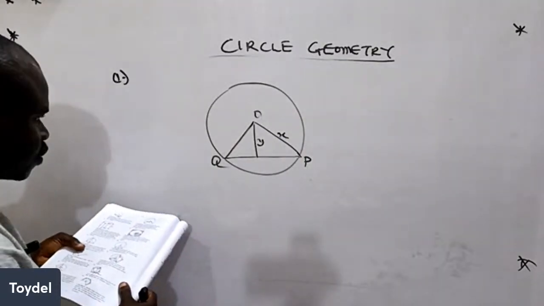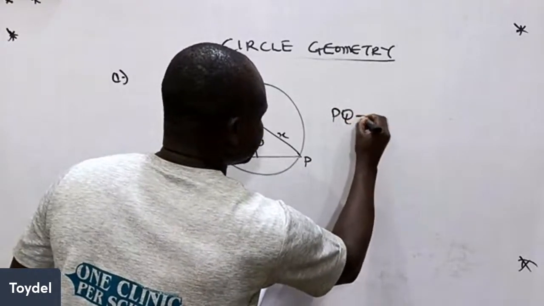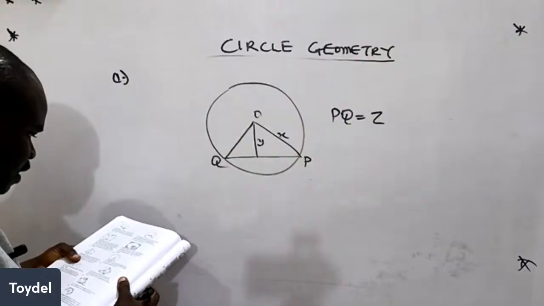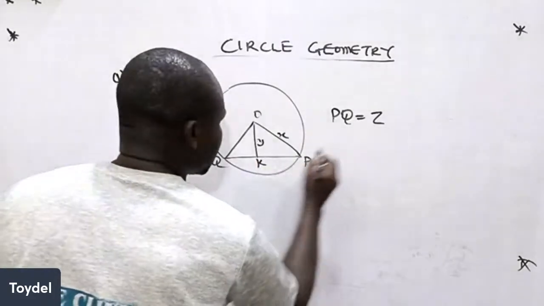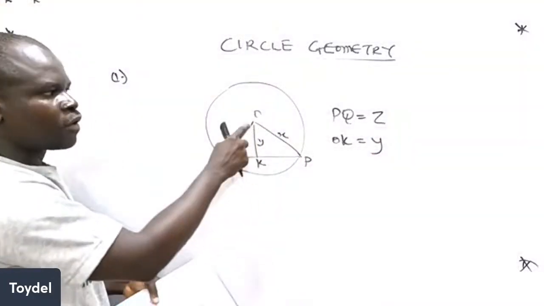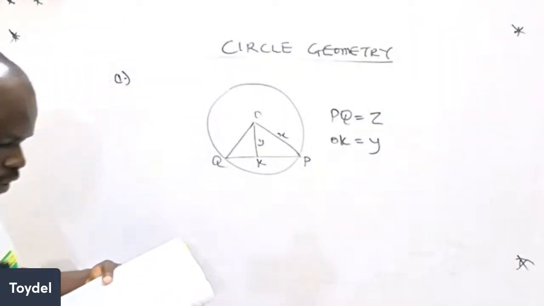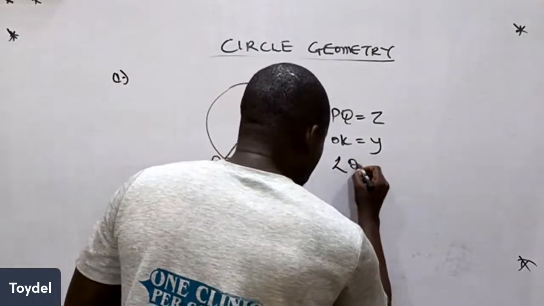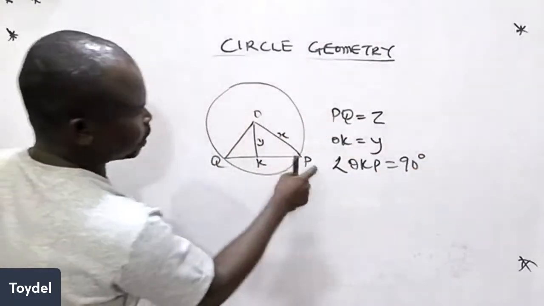PQ is equal to z. That is PQ, the length of the chord. The length of the chord PQ is equal to z. And OK is equal to y. OK is the distance from the center of the circle to the chord. That is OK is equal to y. And angle OKP is equal to 90 degrees. That is angle OKP is 90 degrees.